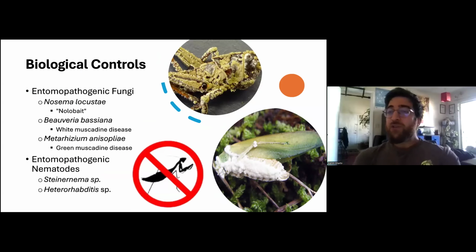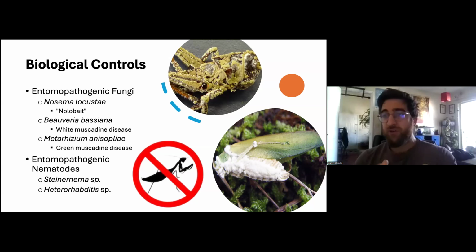Now, there are commercially available biocontrols. So starting with the entomopathogenic fungi, and by the way, this big fancy term, entomopathogenic, it just means spreads from bug to bug like a disease. So there is Nosema locustae, which is probably the most popular Nolobait. I'm not going to go too in depth here because Melissa is going to cover Nolobait a bit more in depth. But this was so popular because it is a fungus that is very host specific.